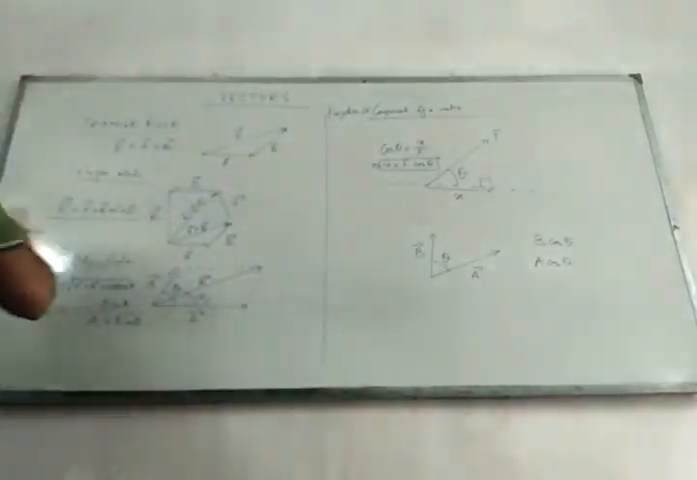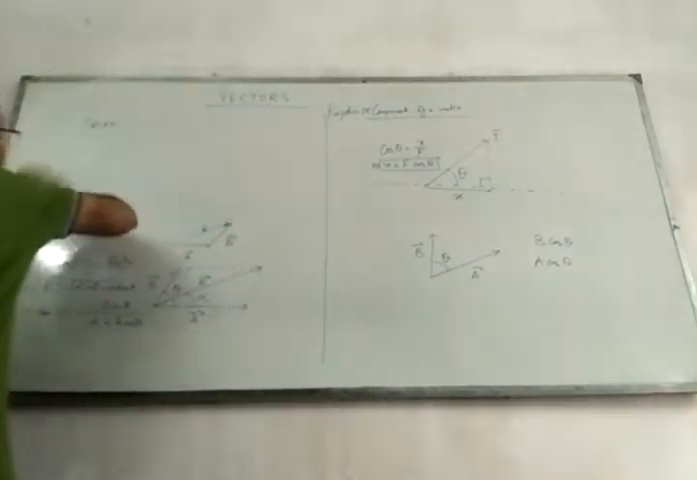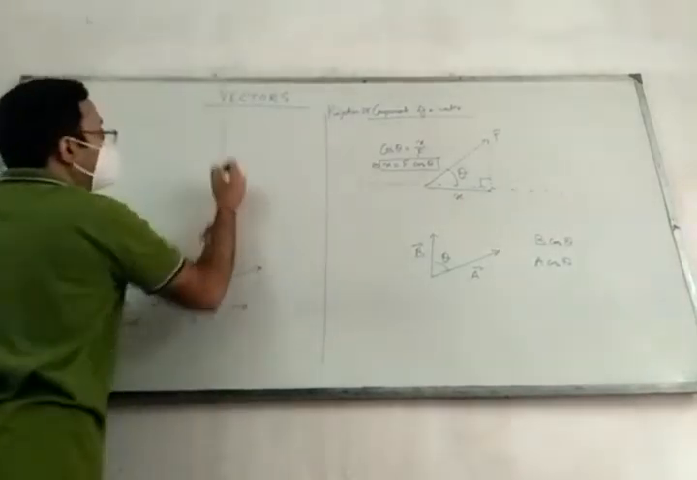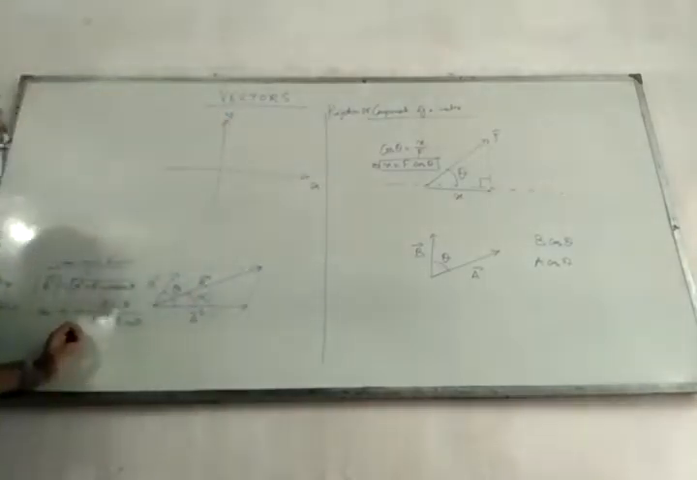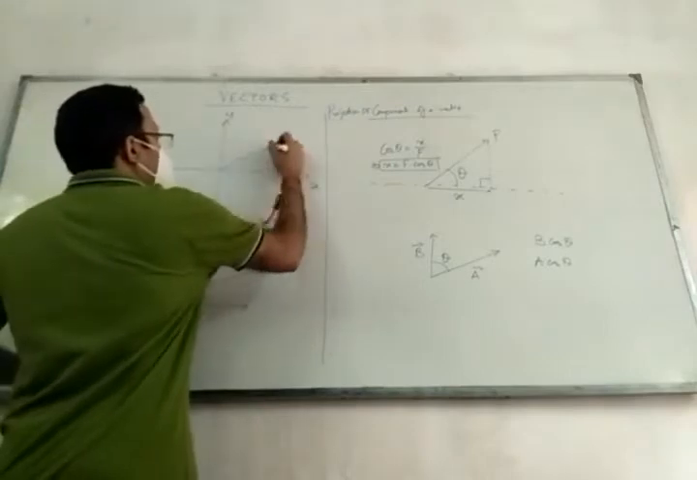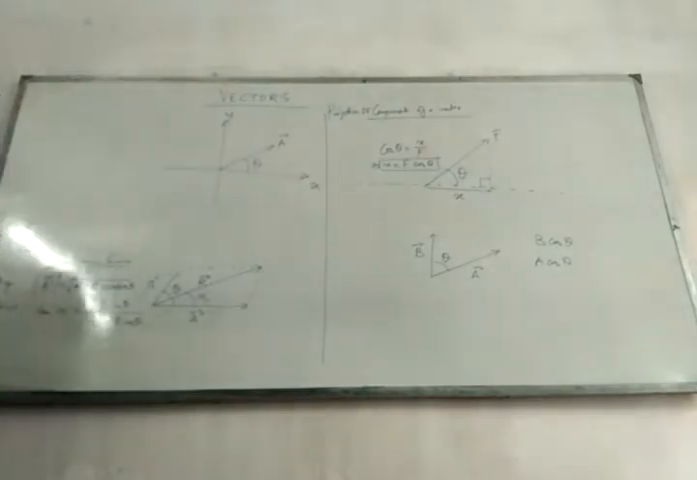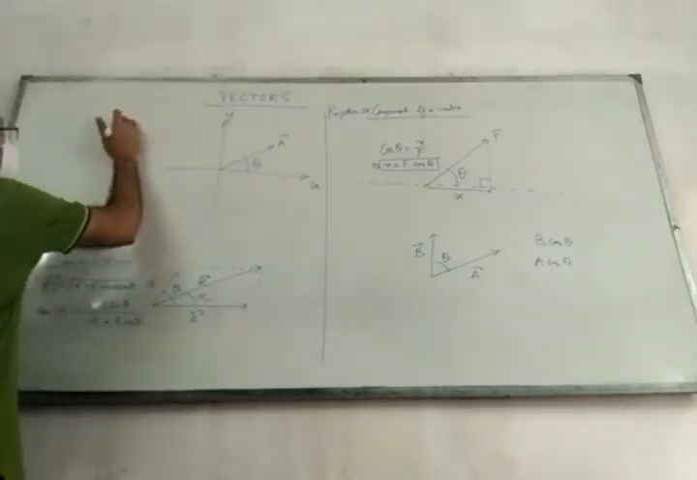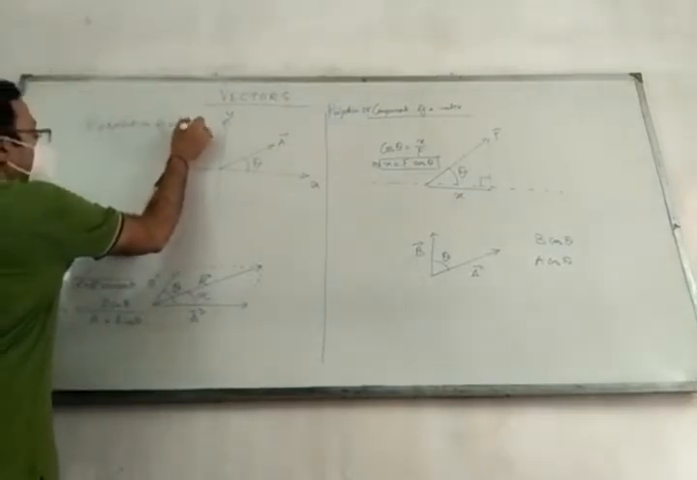Now, breaking a vector into two parts is called resolution of a vector. Okay? What is resolution of a vector? Resolution of a vector is breaking one vector up into two vectors such that those two vectors give the same effect as that of one vector. Meaning if a vector is given to you as A and it makes an angle theta with the x-axis, then we find the two components of A along the x-axis and along the y-axis. This method is called what? Resolution of a vector.